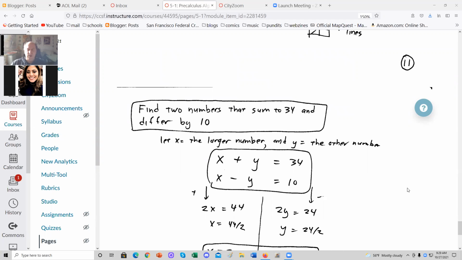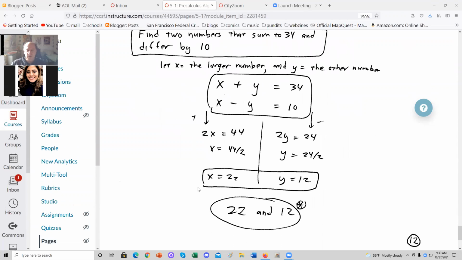x plus y is 34, x minus y equals 10. This solves by elimination quite quickly. If you add the equations, the x's add up to 2x, the y's cancel, and 34 plus 10 is 44. 2x equals 44, x equals 44 over 2, so x is 22. If you subtract the equations, then the x's cancel, eliminating x. y minus negative y is 2y. 34 minus 10 is 24. 2y equals 24, so y equals 24 over 2, or 12. So the two numbers that sum to 34 and differ by 10 are 22 and 12.